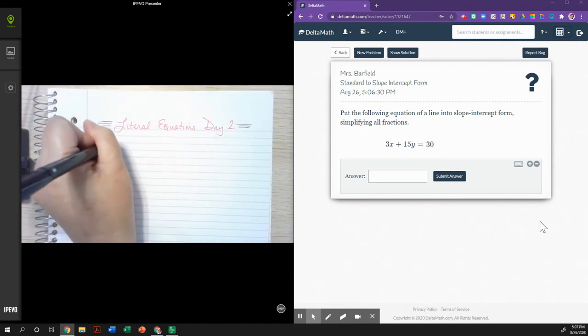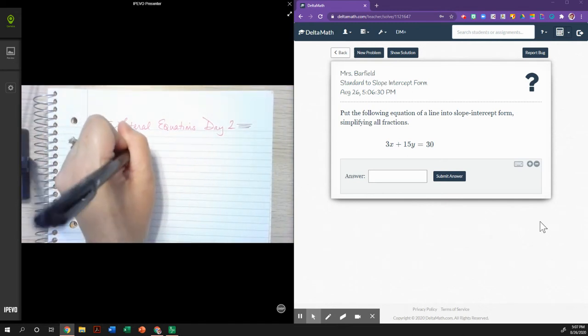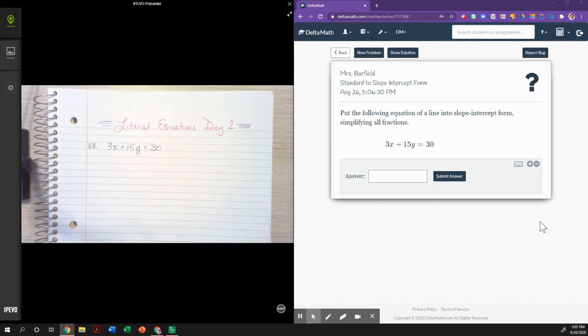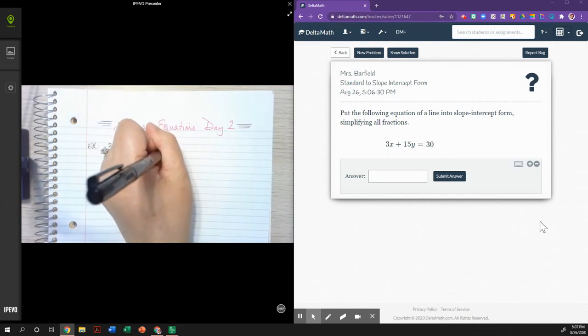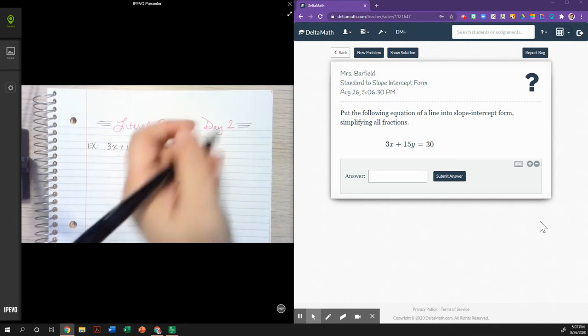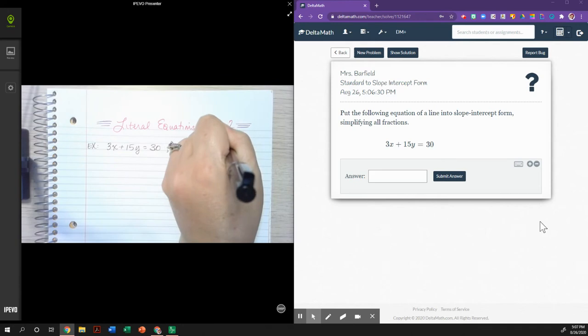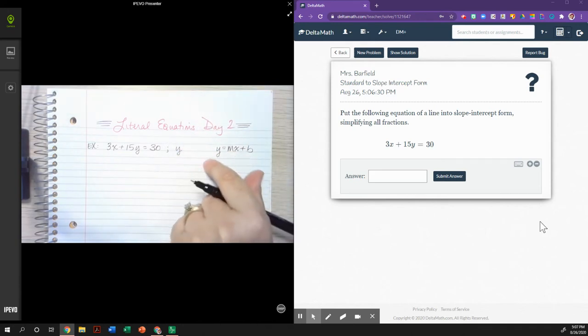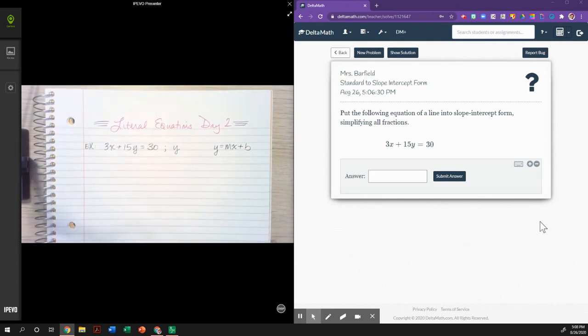So if I take 3x plus 15y equals 30, the directions say put the following equation of a line into slope-intercept form, simplifying all fractions. All I have to do is tell you that in very simple terms means solve for y. Slope-intercept form, if you don't remember from middle school, is mx plus b. We'll talk about our final answer and how to make sure it looks like that so it'll be accepted into Delta Math.